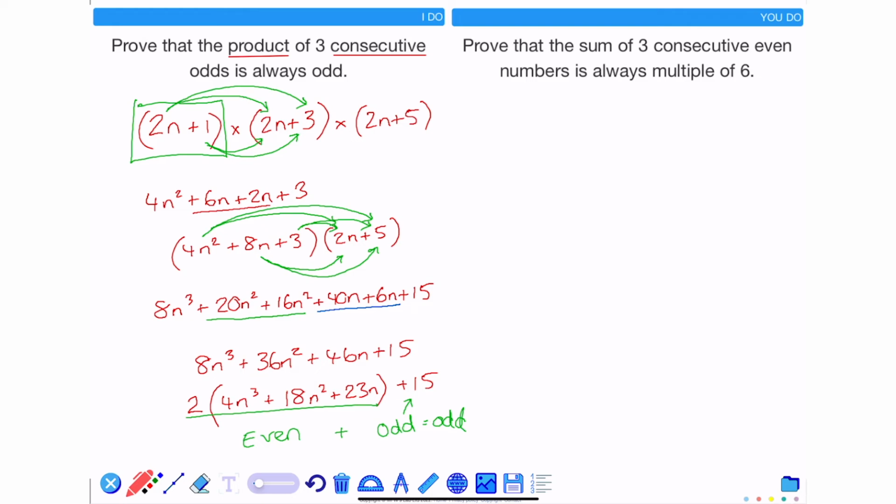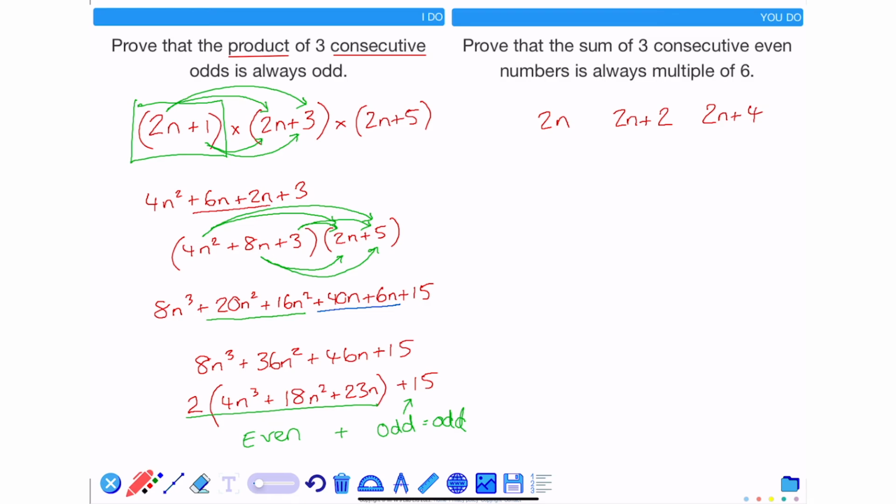So with this question I need to prove that the sum of three consecutive even numbers is always a multiple of 6. So my first even number will be 2n. The next consecutive even number will be 2 more than this, so 2n add 2. 2 more than that will then give me 2n add 4.